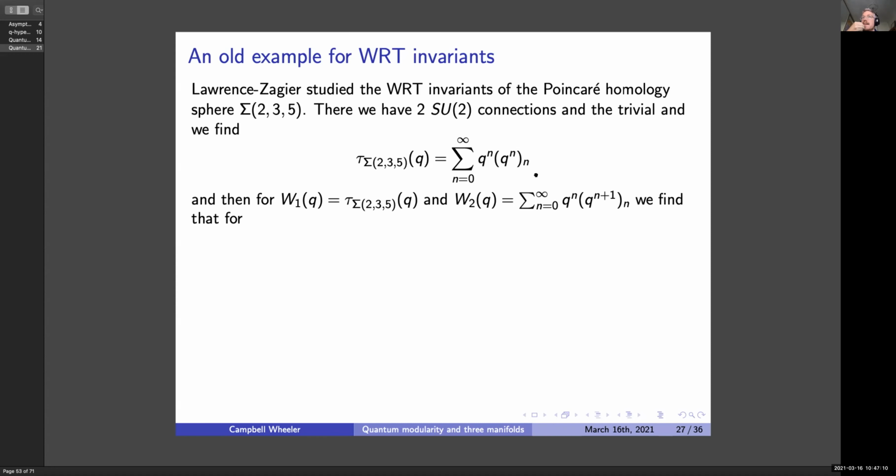So back in the late 90s, maybe early 2000s, Lawrence and Zagier looked at the WRT invariant for the Poincaré homology sphere, Sigma(2,3,5). On this manifold, we have two SU2 connections and a trivial connection. And one can do a bit of work and find that the WRT invariant is given by this nice q-hypergeometric sum. And so defining W1 to be this invariant and W2 to be this similar thing, again in the q-holonomic module that corresponds to this q-hypergeometric sum.